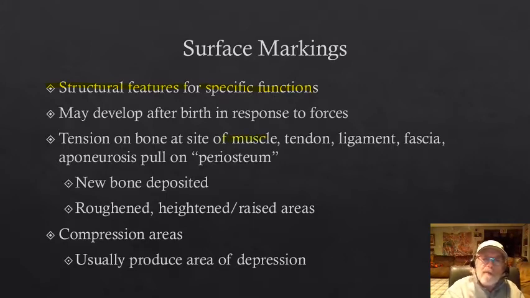They're frequently at the site of a muscle, tendon, fascia, or ligament attachment, where they pull on that periosteum, like I mentioned a couple of minutes ago. As a result, there's stress on the bone and the periosteum. What does the periosteum do? It has osteoprogenitor capabilities, so new bone gets deposited where that pull is, where the tendon, ligament, muscle, or fascia attaches to the bone, and therefore new bone is formed as a little bump. These are frequently roughened or heightened areas, or compression areas, which look depressed in the bone. These all have specific names, and I think we need to know those names as terms as well. And that's what we're going to head on to next.